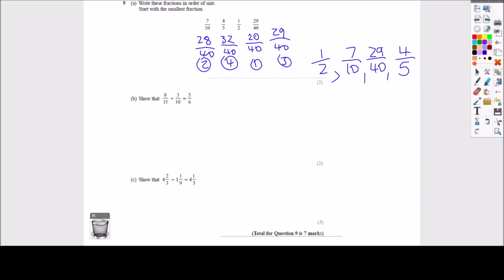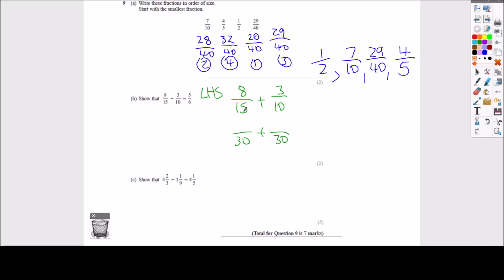Now be very careful with these show questions. So just take the left hand side, manipulate them to get the right hand side. So LHS stands for left hand side. So I'm taking my 8 over 15 and my 3 over 10. Now I need a common denominator here. Now I could make it 150 and that's fine. It would just be quite a bit of simplifying at the end. But I can see that 15 and 10 both go into 30. So I'm going to make 30 my common denominator.